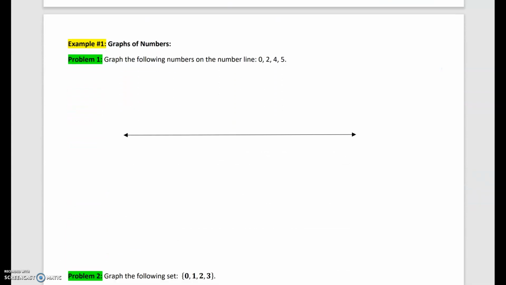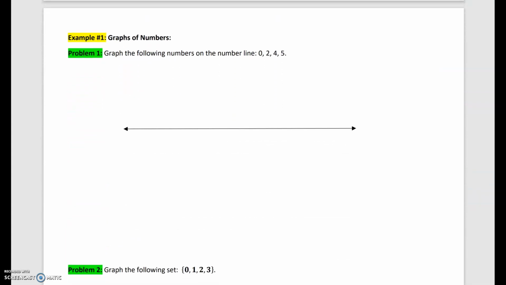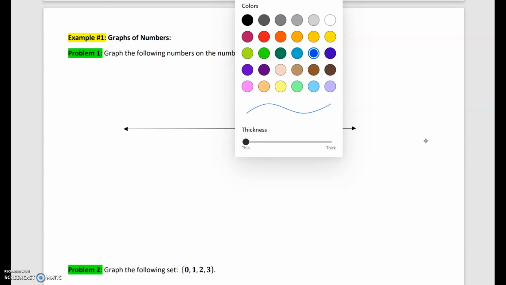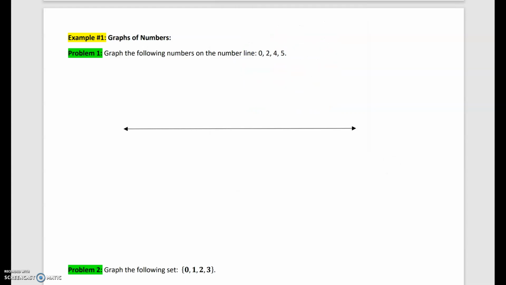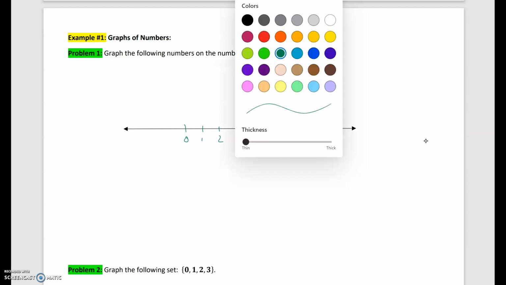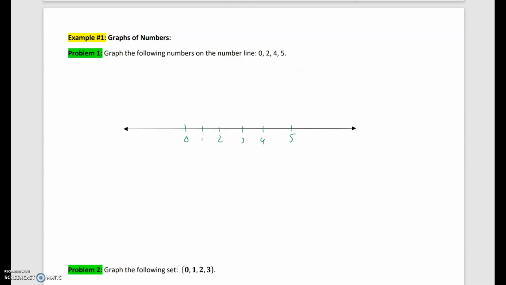Let's take a look at graphs of numbers. So here's the basic idea. When they want us to graph numbers on the number line, you're looking at the following. So you're first labeling where the value of zero is at. So I'm just going to put 0 here, and I'm going to say this is 1, 2, 3, 4, and 5. And they want you to provide a graph of the numbers.